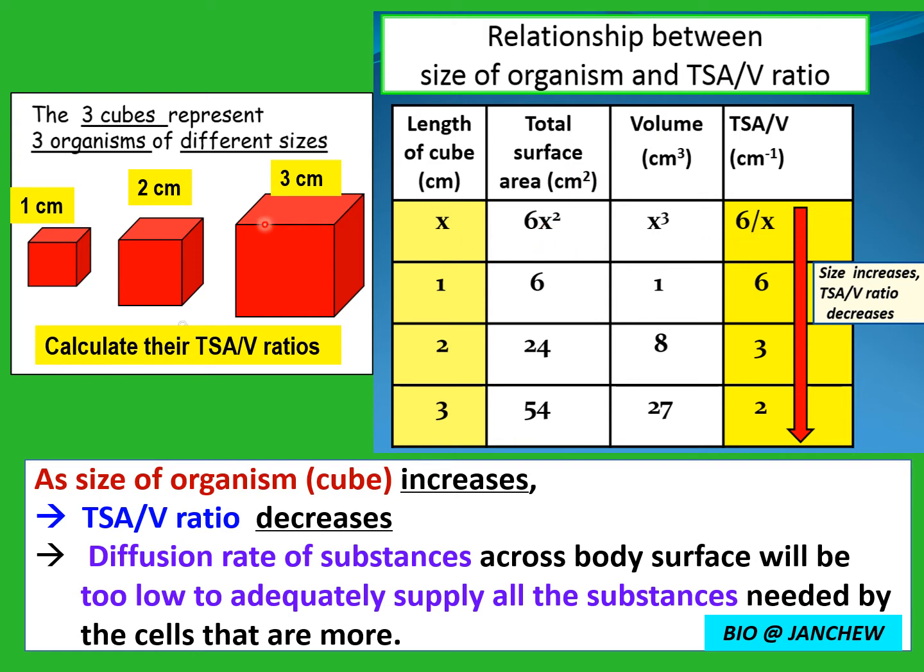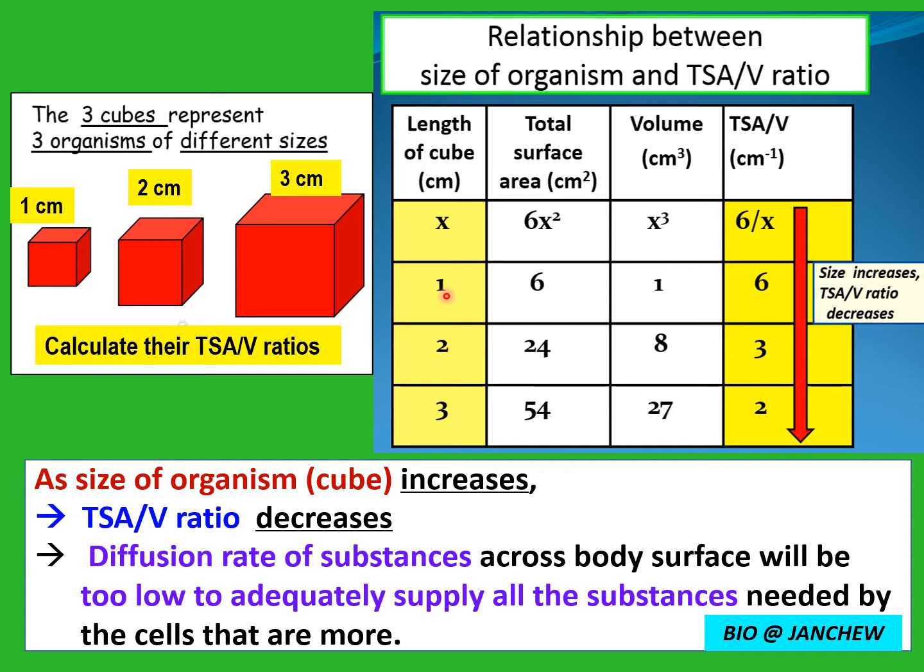So the total surface area will be the surface area of one face, which is x times x, and then multiplied by 6 faces. A cube has 6 faces, 1, 2, 3, and 3 more faces cannot be seen. So total surface area will be 6x squared. Volume is length cube, so it's x cube, and TSA per V is equal to 6x squared divided by x cube. After simplifying, we get 6 per x. This is the general formula for TSA per V.